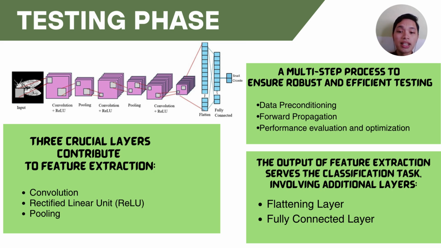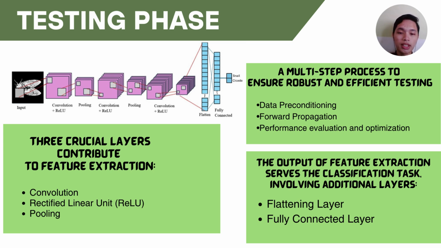Following the training phase, a CNN is ready for testing or inference on new, previously unseen data. The trained network processes the data to produce predictions or classifications. To ensure robust and efficient testing, our system follows a multi-step process, which is data preconditioning. The images are prepared for the network input using techniques like resizing, where we use 600 by 600 pixels for the insect classes, normalization, and potentially data augmentation.